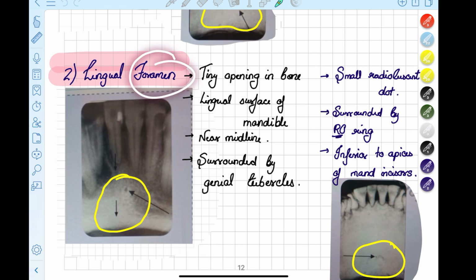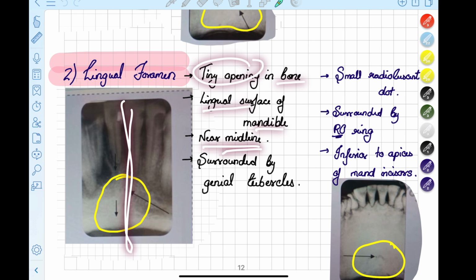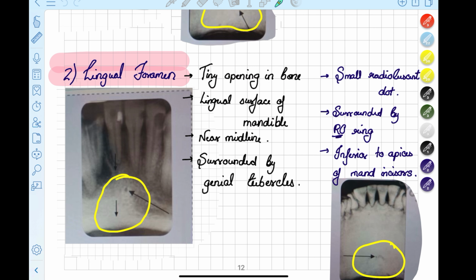The second structure we are going to see is the lingual foramen. As the name suggests, foramen means hole. A hole contains air, so it will appear radiolucent as it is a type of cavity. It is a tiny opening. The lingual foramen is a tiny opening in the bone located on the lingual surface of the mandible near the midline. It is located near the midline, surrounded by genial tubercles. So, to tell the location of the lingual foramen, these are our genial tubercles and this is the lingual foramen.